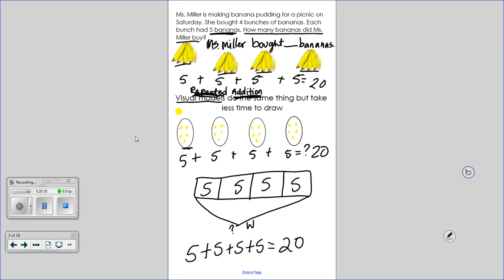What if my answer was 7? Would that answer make sense? No, it wouldn't, because when I skip count by 5s, do I get to 7? No. What if I got the number 100? Would that make sense? No, because I don't have that many bananas in my problem. I don't need that many bananas for banana pudding. So is 20 bananas, Penny, a reasonable answer? Yes. So I'm going to add that into my answer sentence.